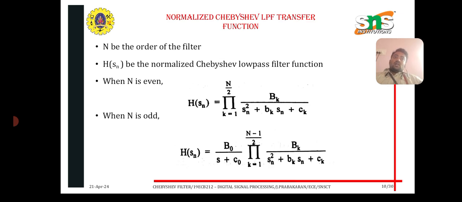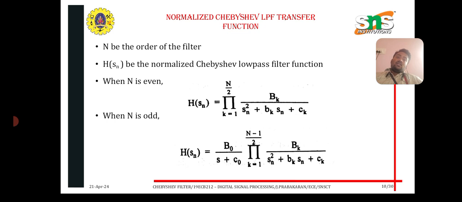Let me see the normalized Chebyshev low pass filter transfer function. N is the order of the filter, we know already. H of Sn is the normalized Chebyshev low pass filter transfer function. When n is even, H of Sn equals the product for k equal to 1 to n by 2 of capital Bk divided by Sn squared plus small bk Sn plus ck.